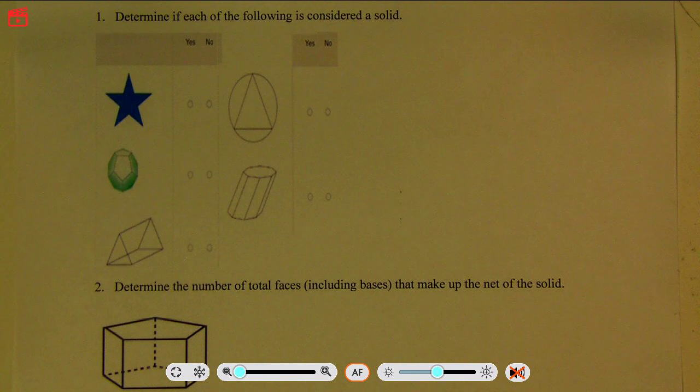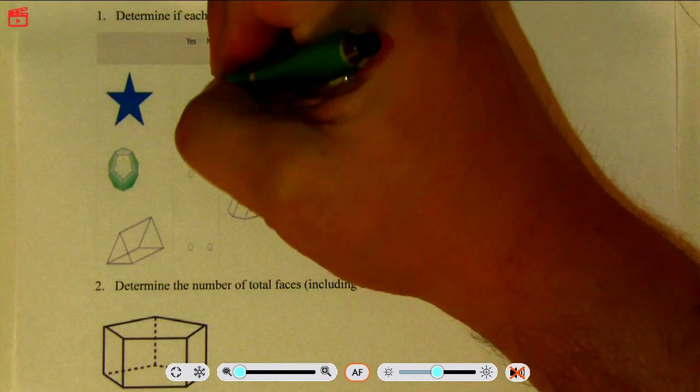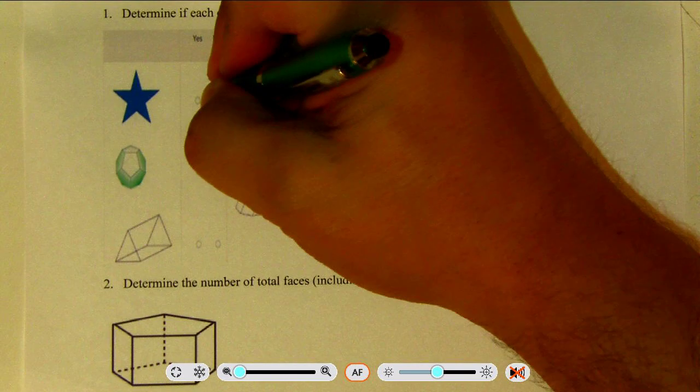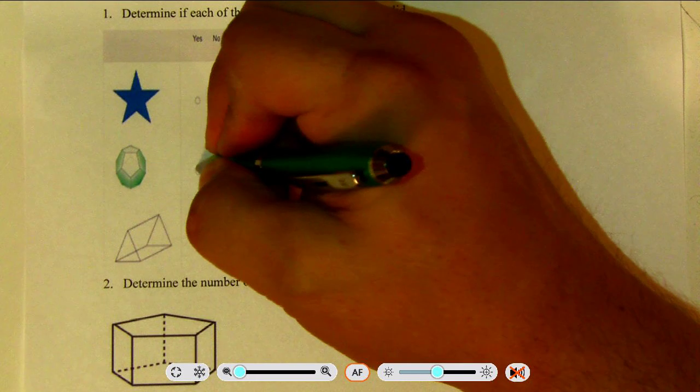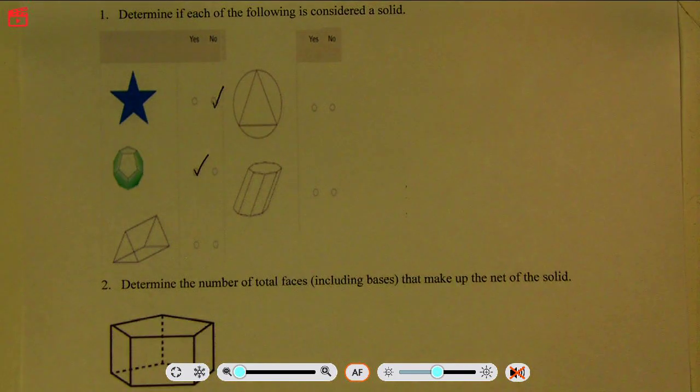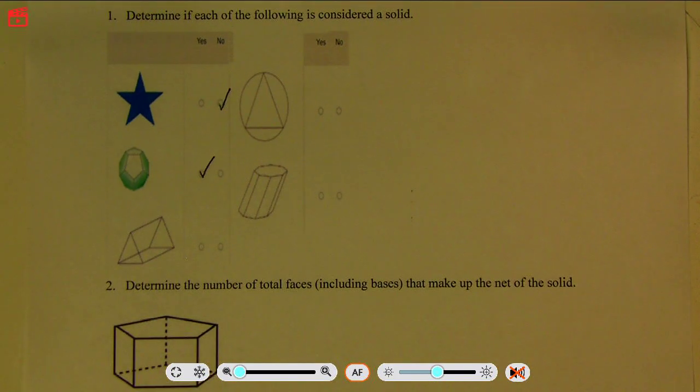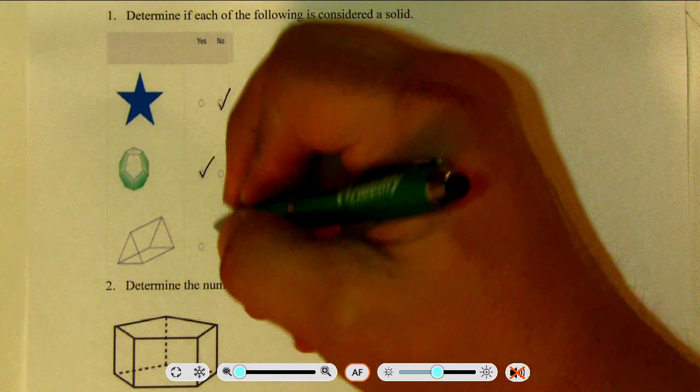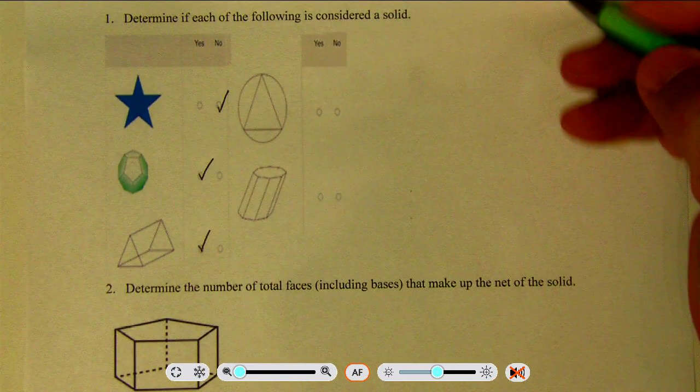The blue star does not. That's two-dimensional. That green shape, that is a solid, so this would be a no. That does appear to be a solid. That triangular prism is a solid. It is a three-dimensional shape, much like a box.